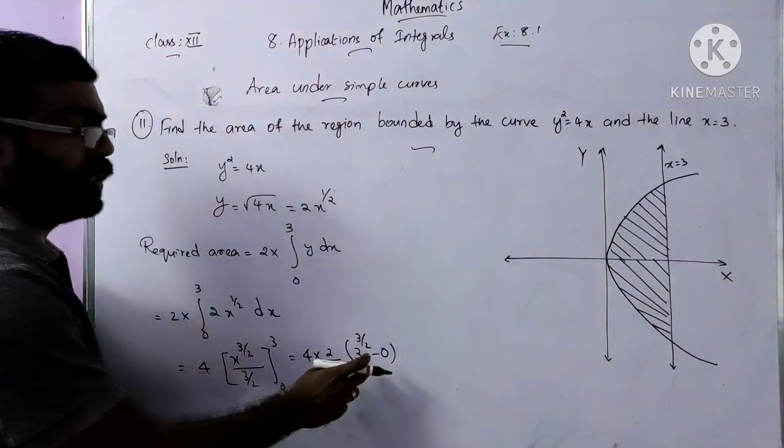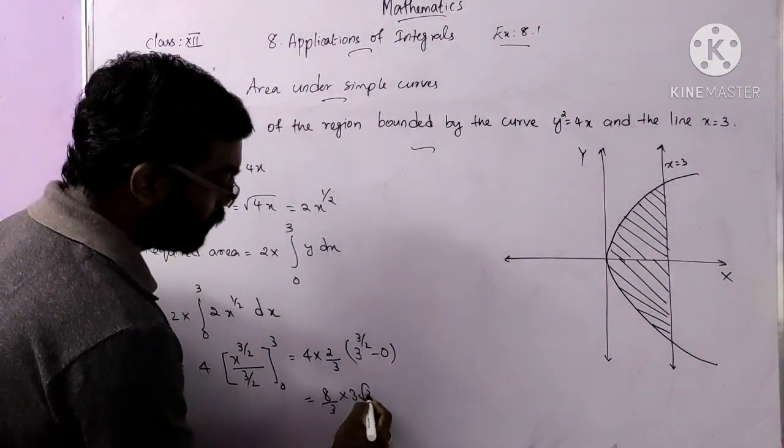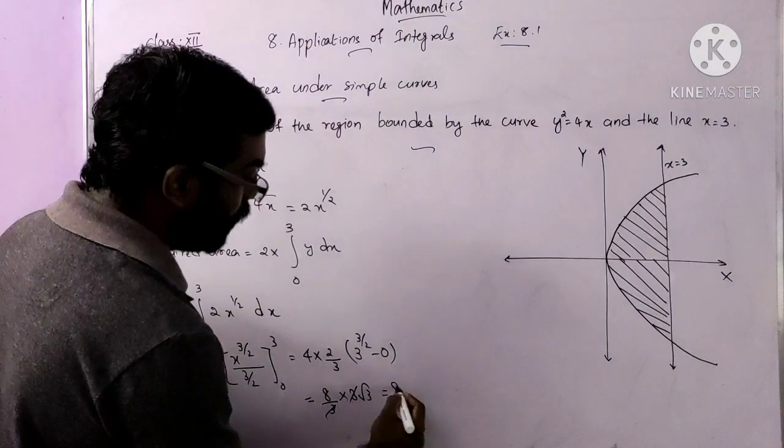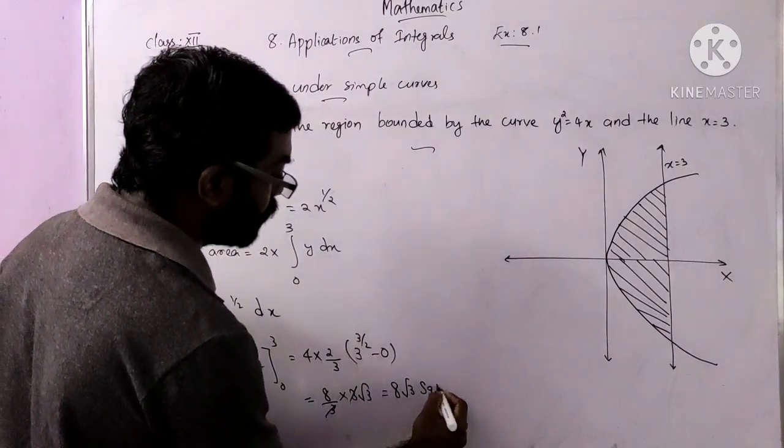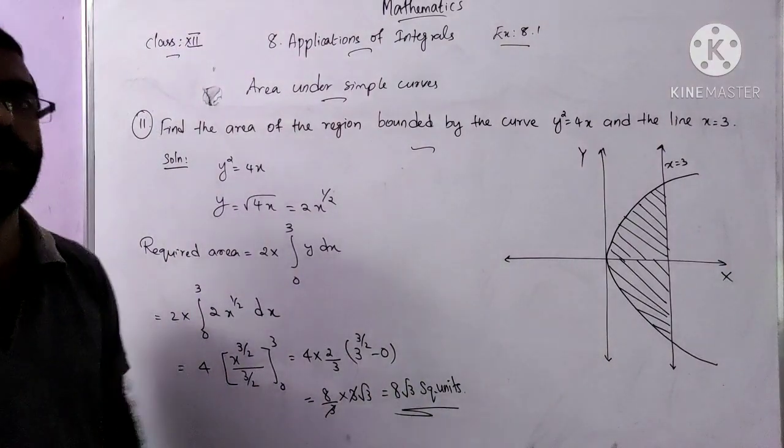3 raised to 1 by 2 is root 3. Root 3 cube, 3 root 3. This 3 and 3 get cancelled. So 8 root 3 square units. So the required area is 8 root 3 square units.